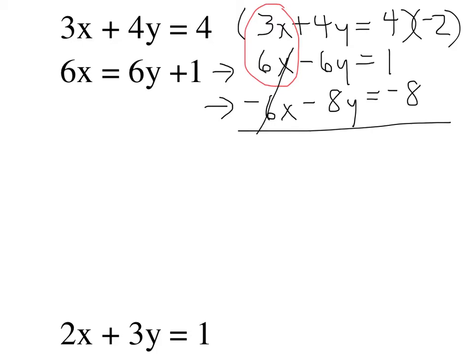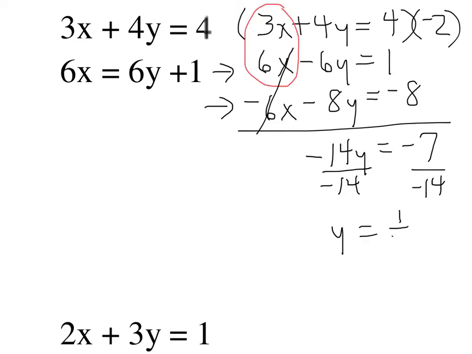They're opposites, so they are eliminated. 6x minus 6x is 0, so the x's are eliminated. We now have minus 14y equals minus 7. Let's divide both sides by minus 14. And we get y equals 1/2. Y is 1/2. All right, if y is 1/2, what's x?